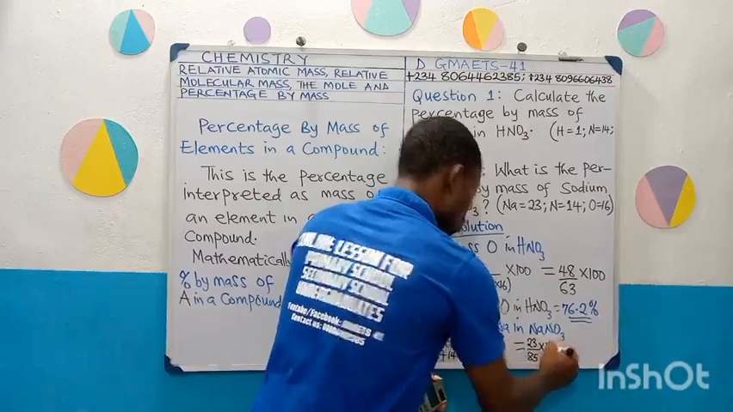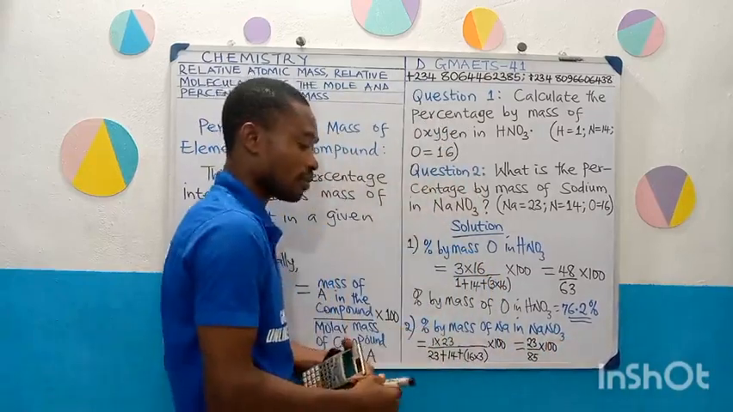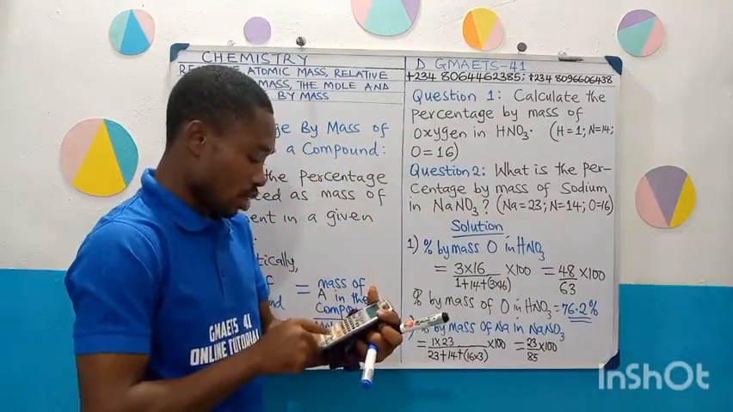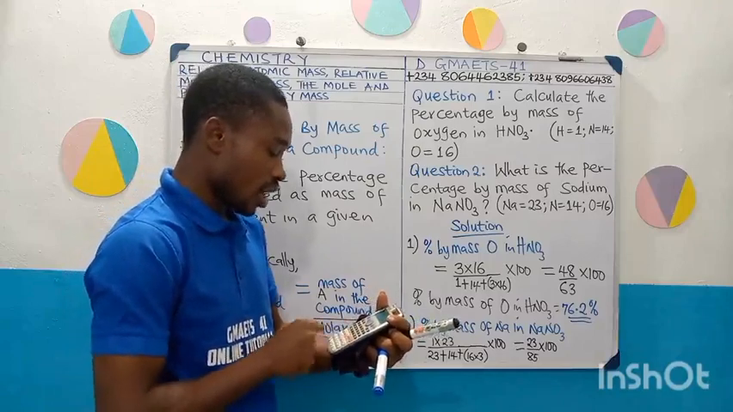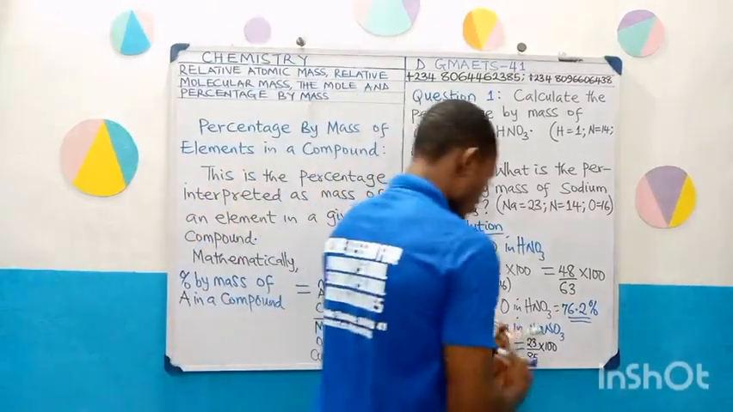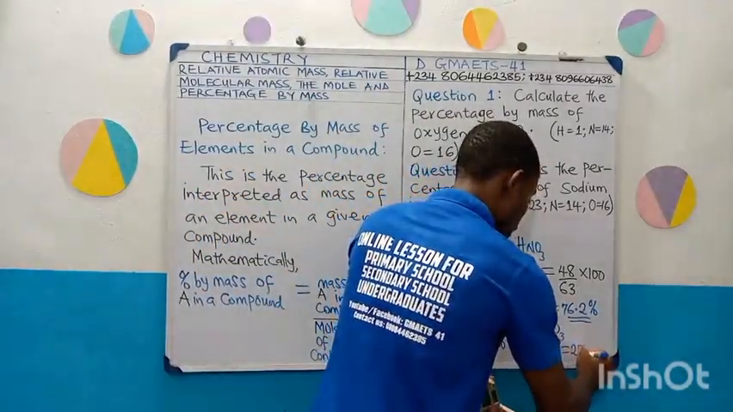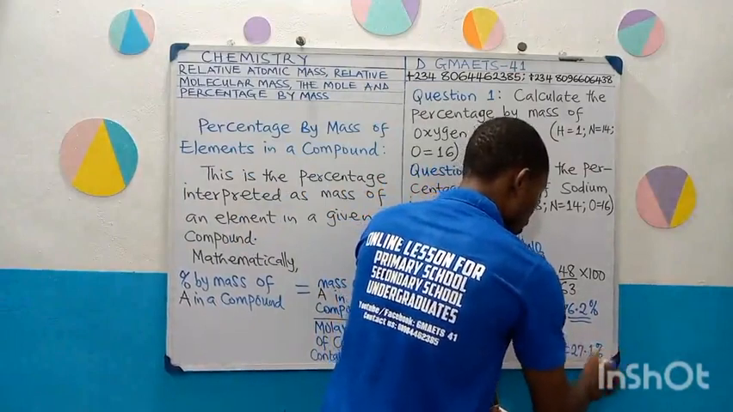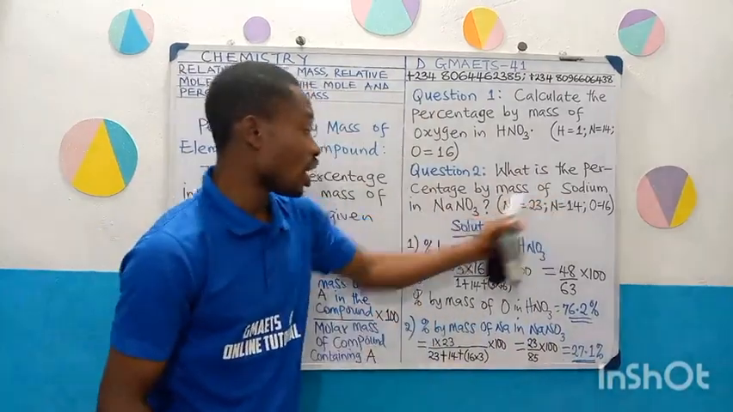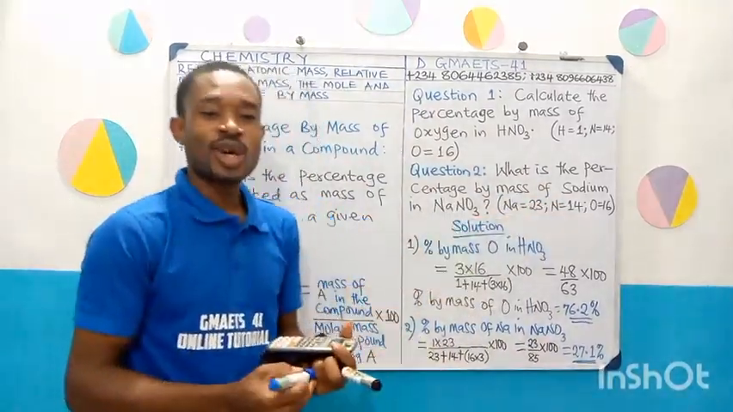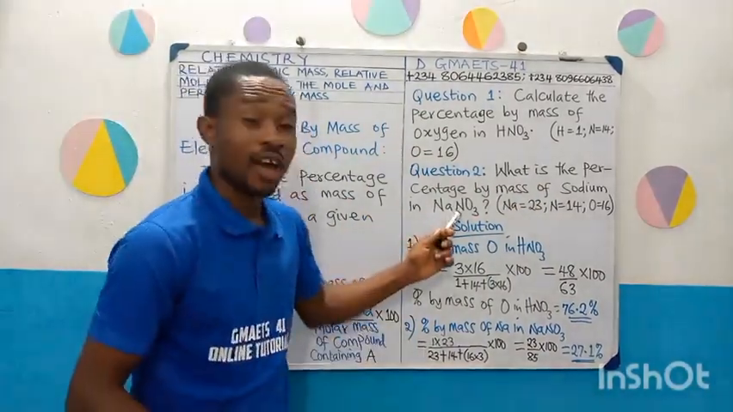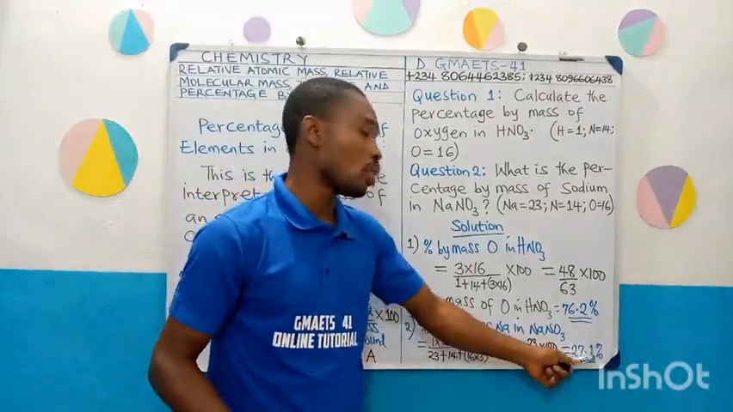We'll now multiply by 100. 23 in the numerator, 1 times 23 will give us 23. So 23 divided by 85, then we multiply it by 100. This gave 27.1% approximately. 27.1%. So this is the percentage by mass of sodium in sodium trioxonitrate 5. It also means, by interpretation, that in this sodium trioxonitrate 5, the mass of sodium there is 27.1.